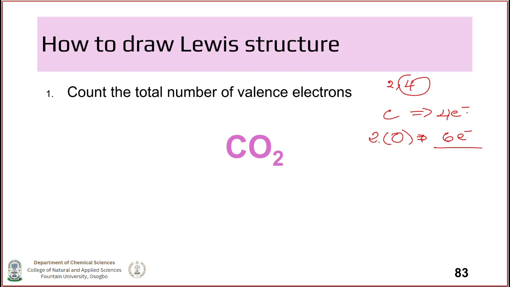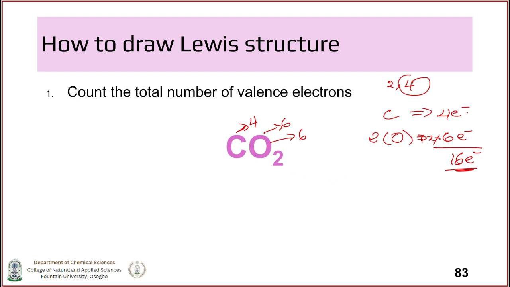And then there are 2 of them, remember? So it's going to be 2 times 6, which is 12. 12 plus 4, that is 16. So a total of 16 electrons are expected here. Again, carbon has 4 valence electrons, one oxygen has 6, the other oxygen has 6. 6 plus 4 is 10, plus 6, that's 16 electrons.